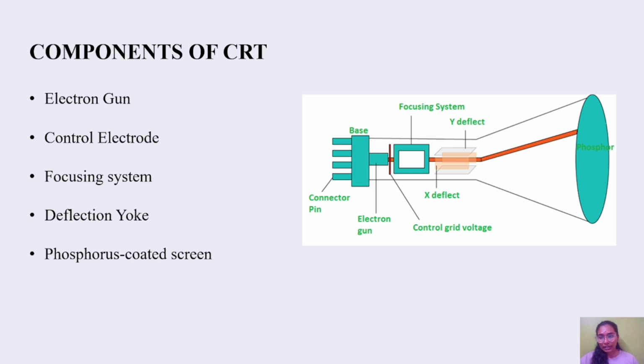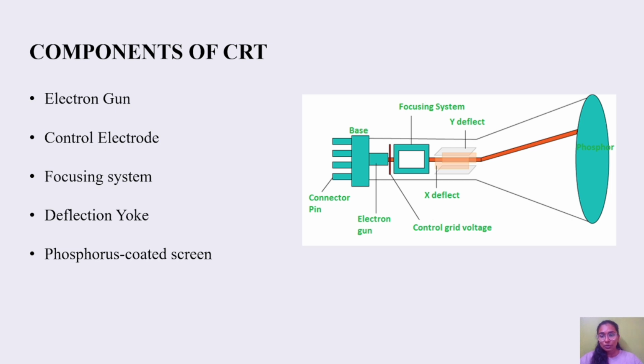The next one is the control electrode. It is used to turn the electron beam on and off. Then is the focusing system. The focusing system creates a clear picture by focusing the electrons into a beam. The deflection yoke is used to control the direction of the electron beam. It creates an electric or magnetic field which will bend the electron beam as it passes through the conventional CRT. The yoke is linked to a sweep or scan generator.